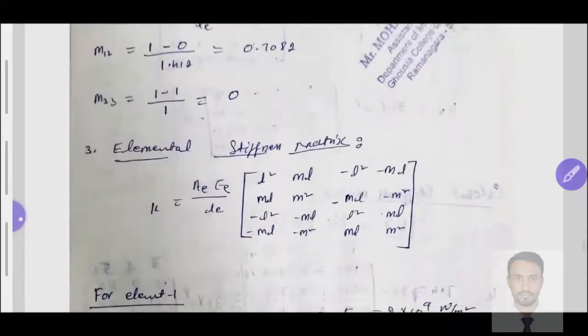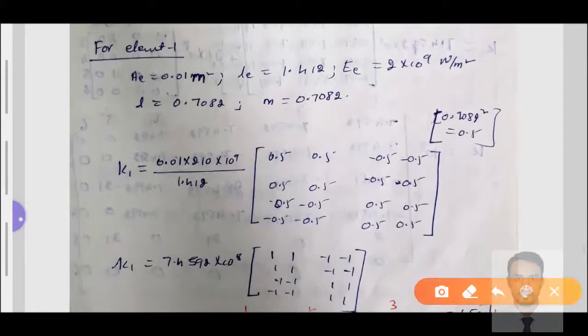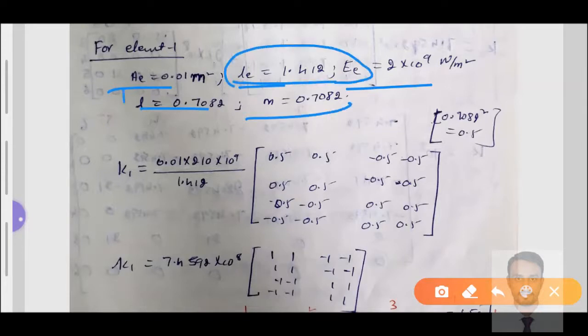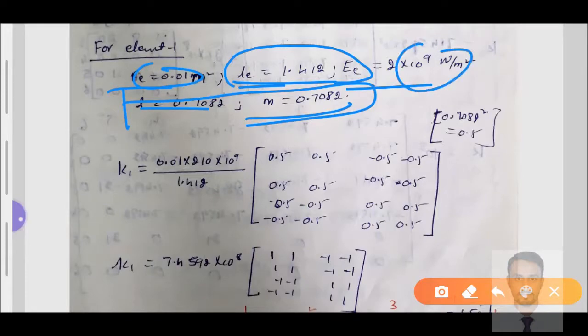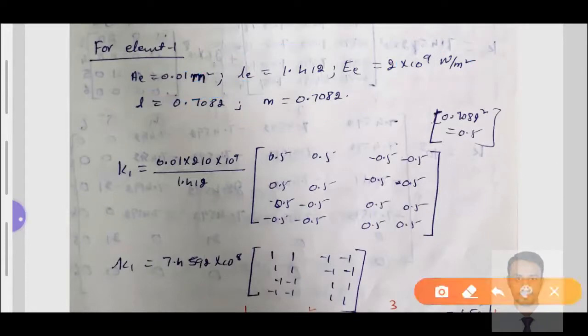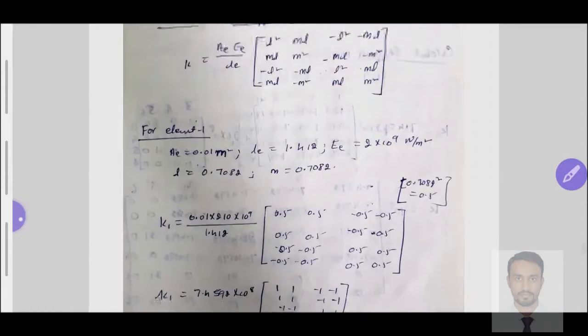Both values I'll take here. So you can see that area of cross section is 0.01 meter square, L is equal to 1.412, Young's modulus is 2 into 10 to the power of 9 Newton per meter square. L is the direction cosine, 0.7082, and m is equal to 0.7082. These three values we have taken from the elemental data. This is the given values. Now all the values you will substitute here.